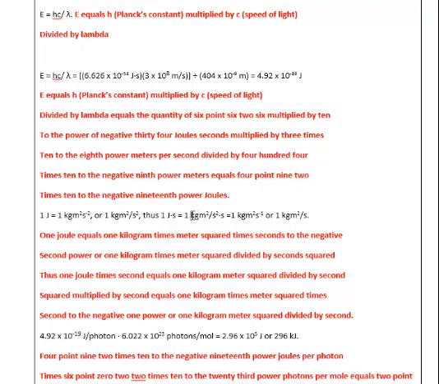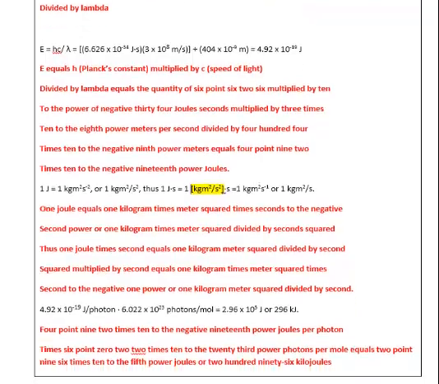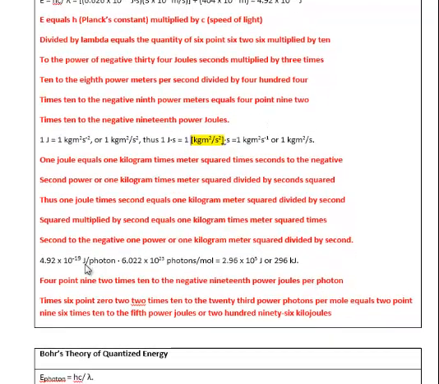And you know what? I need to change this because this needs to be in parentheses. It's not clear that that second is not in the denominator. So if you would, I'm going to highlight that. Make that change if you can. Okay, moving forward. 4.92 times 10 to the negative 19th joule per photon multiplied by 6.022 times 10 to the 23 photons per mole equals 2.96 times 10 to the 5th joule, or 296 kilojoules.